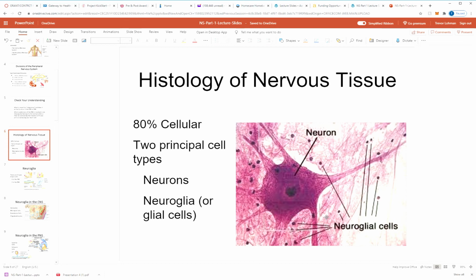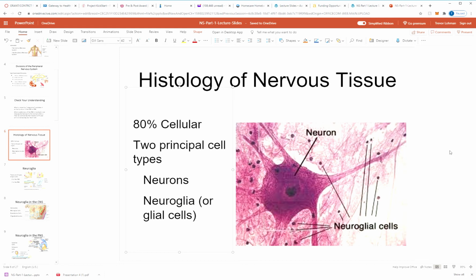Compared to connective tissue or something like that, that's pretty highly cellular. And there's only two cell types. There's multiple types of cells within this one category, but there's two general types of cells. So we have neurons and we have neuroglia, or glial cells. I've also heard this pronounced neuroglia, but I say neuroglia. Anyway, neurons and neuroglia. Neurons are outnumbered 10 to 1 by neuroglia.